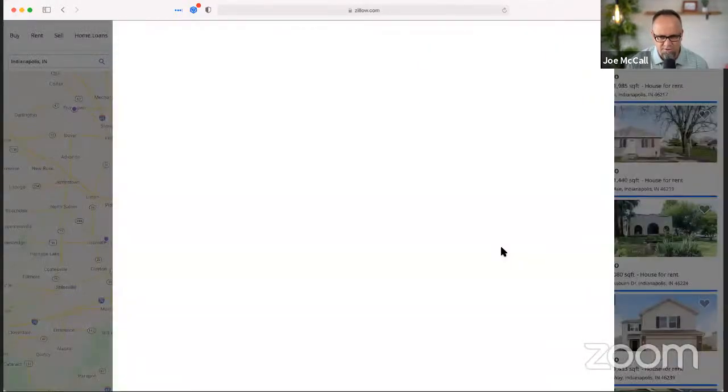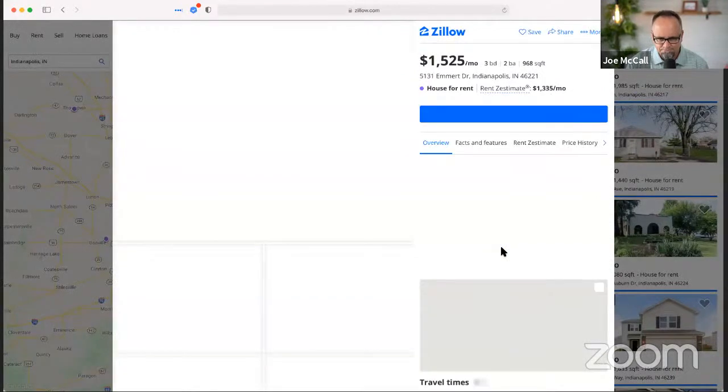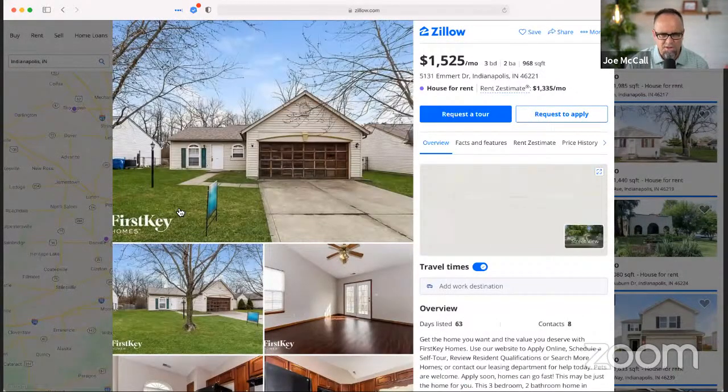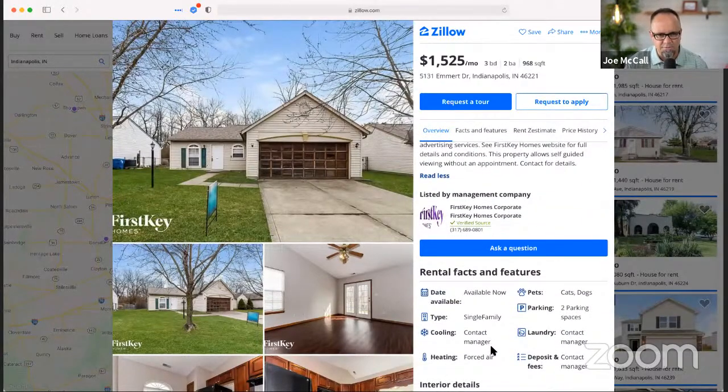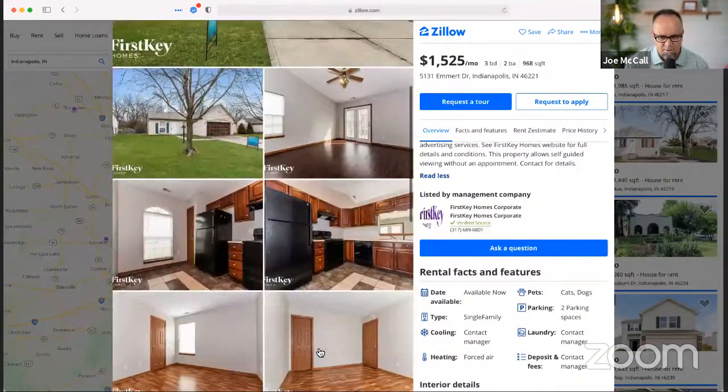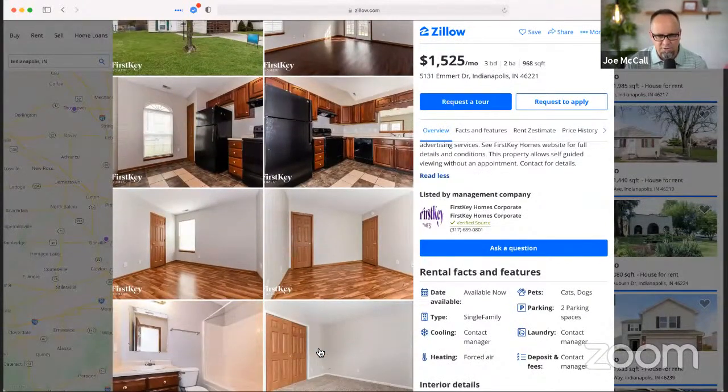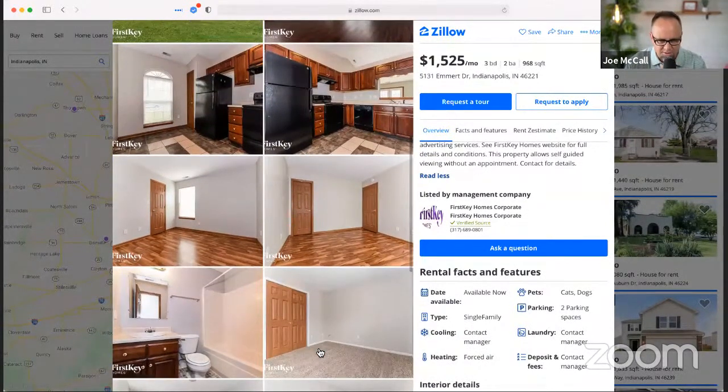So let's look at this one, for example, right here. This is First Key Homes. First Key is a big hedge fund property management company, but I don't know if that matters too much for all intents and purposes here. It doesn't matter too much. I'm going to make an offer on this house anyway, and I'm going to show you how to do that.